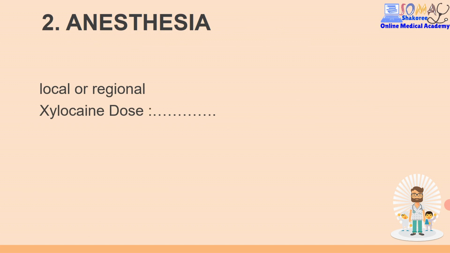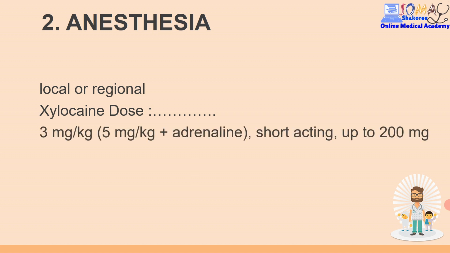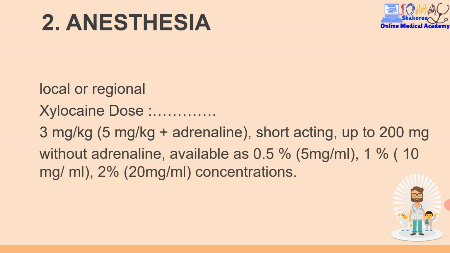And local, which agent are we using for local? Lidocaine. What is the dose? This is your job. Now you have to know the dose. What is the dose of lidocaine? Who can tell me? Okay. It's 3 milligram per kilogram, and 5 milligram per kilogram if it's associated with adrenaline. It is short acting. You can give up to 200 milligram. Some books say up to 300 milligrams. I will go with 200 milligrams.